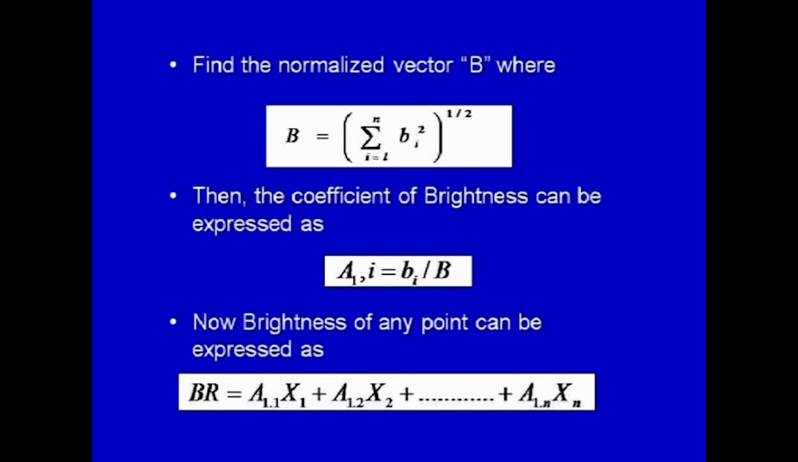Having computed the normalized vector B, the coefficient of brightness can be expressed as A1I, which is equal to BI divided by capital B. Now, the brightness at any point can be expressed as BR is equal to A11 multiplied by X1, which is the brightness value in the first band, plus A12 multiplied by X2, which is the brightness value in the second band of the original data set, and so on till the n bands of data, and this will yield the brightness value at every point in the image.